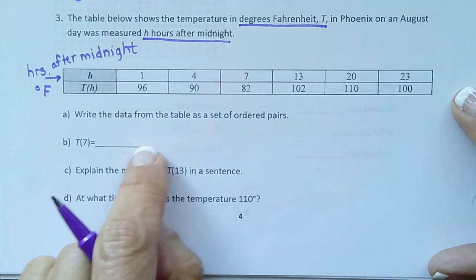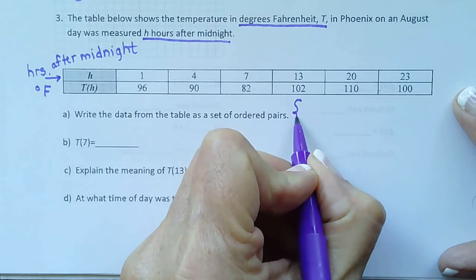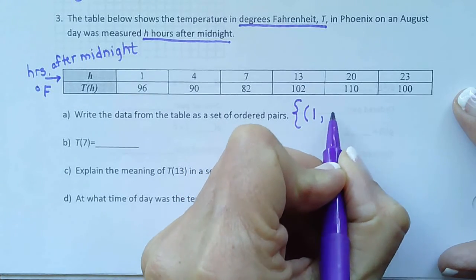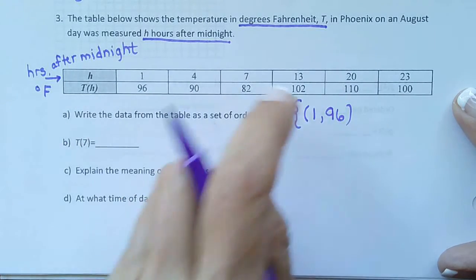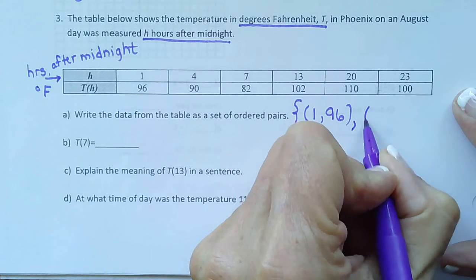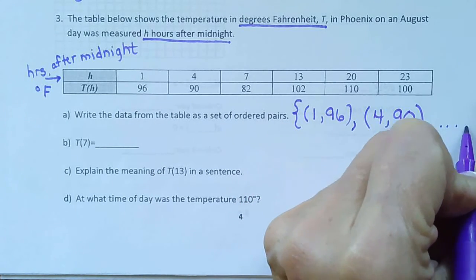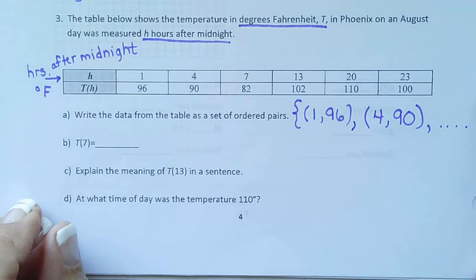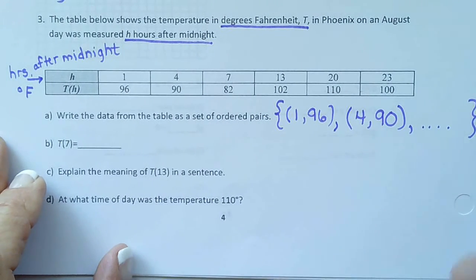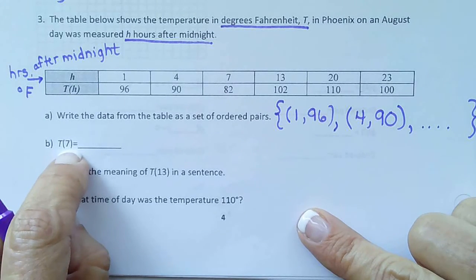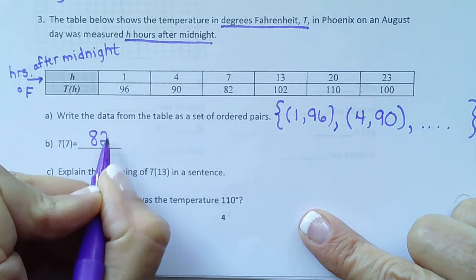Write the data from the table as a set of ordered pairs. So we're not going to do all that, but we can just start it just so you can see again. So 1 goes with 96. Remember, up here are the X's, down here are the Y's. Then you put a comma, 4 and 90, and so on, till you get to the end of the list. And put your set symbols to show it ends. When X is 7, Y is 82 degrees Fahrenheit.